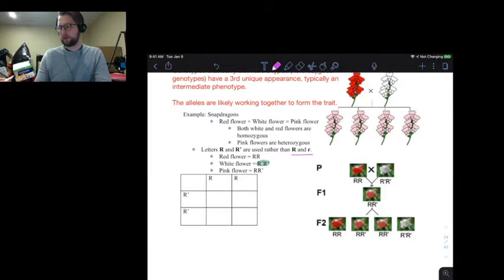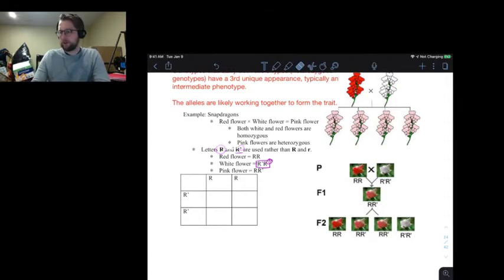But a lot of the time, they'll go one step further and try to indicate this notation of the incomplete dominance by putting an apostrophe on the other allele, so that one allele has the capital letter by itself, the other allele has the same letter, but with an apostrophe to indicate that it's some sort of variant of that allele.